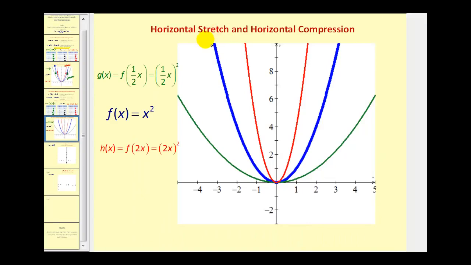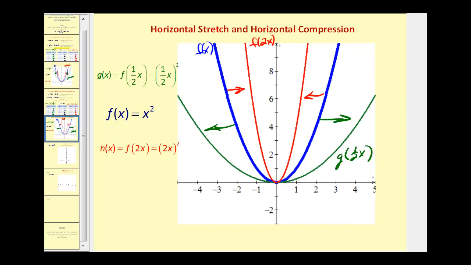Again, we have the original function in blue, and when b is equal to 2, we have a horizontal compression, so we're compressing it this way to obtain the red function f of 2x. And if we stretch the blue function horizontally, when b is equal to 1/2, we would have the green function.